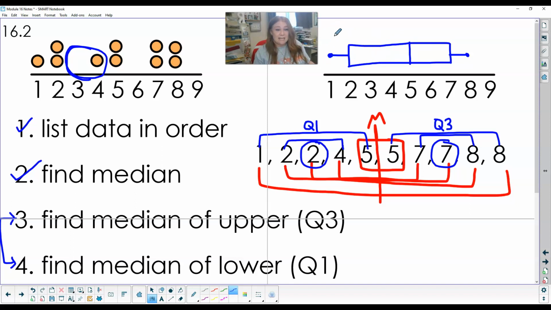So it's cutting it into quarters, 25, 25, 25, 25. There's 25% of the data in each of those quartiles.